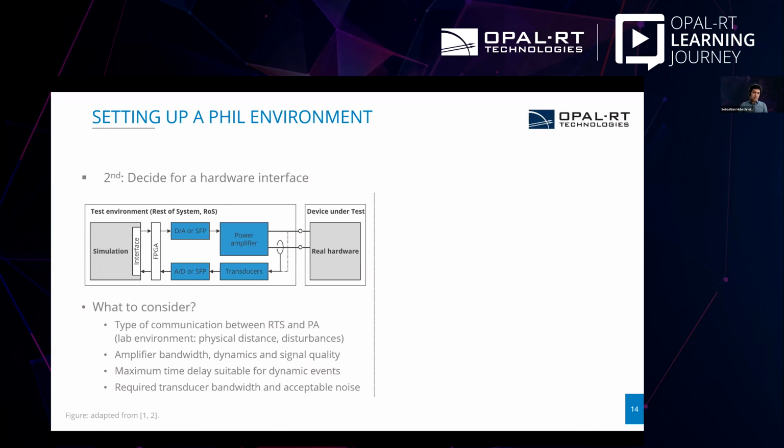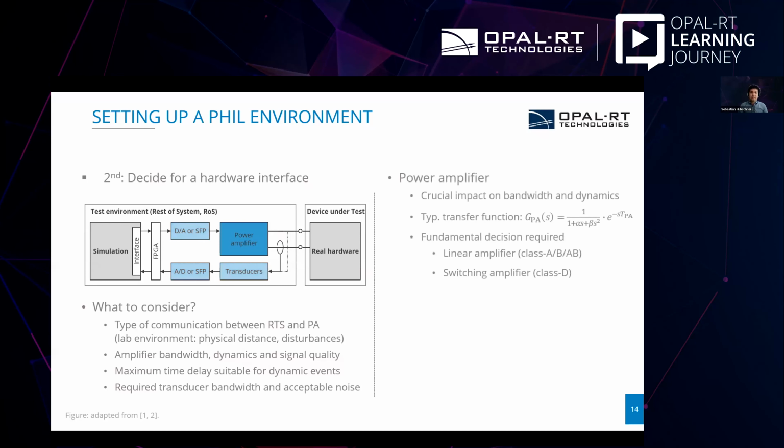Then we need to consider the amplifier bandwidth, dynamics, and signal quality. We need to consider the maximum time delay suitable for dynamic events in the communication. And last, the required transducer bandwidth and the maximum acceptable noise. So let's have a more detailed look at the power amplifier at first.